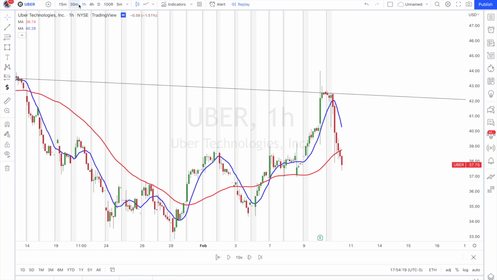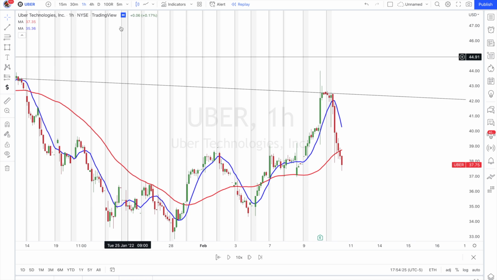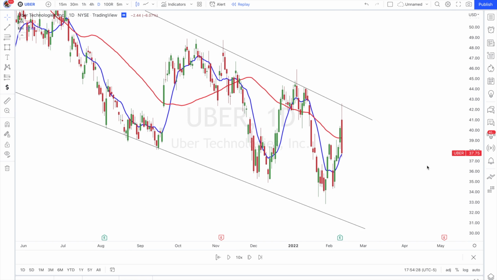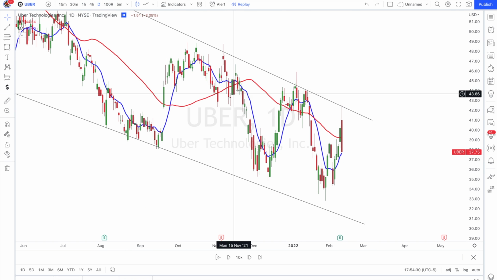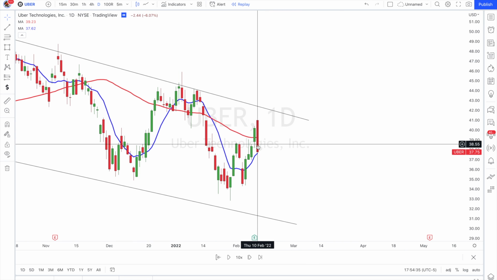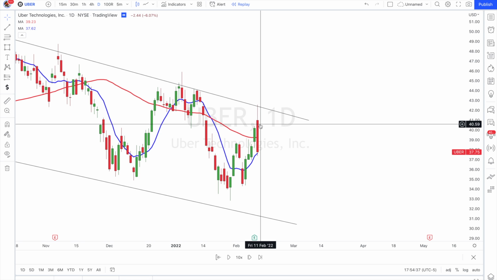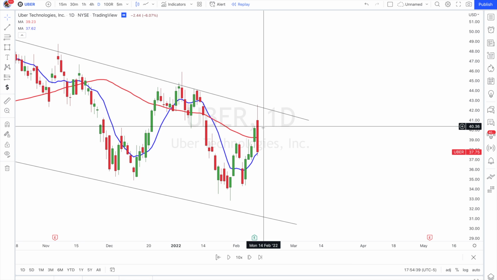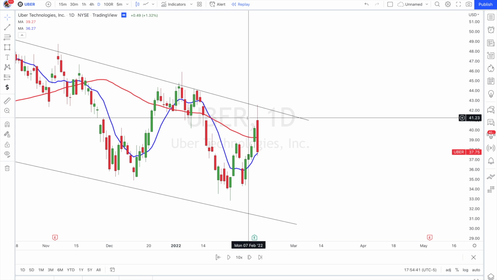So in this case, we are on the hourly chart. Remember, every candle represents 1 hour of price action on the hourly, and on the daily, every candle represents 1 day of price action. So in this case, this big bearish candle represented the entire day of how the market went, for Uber at least.